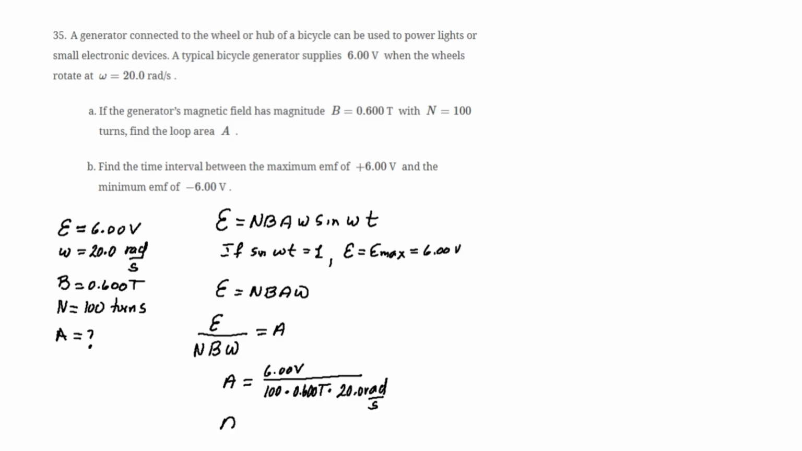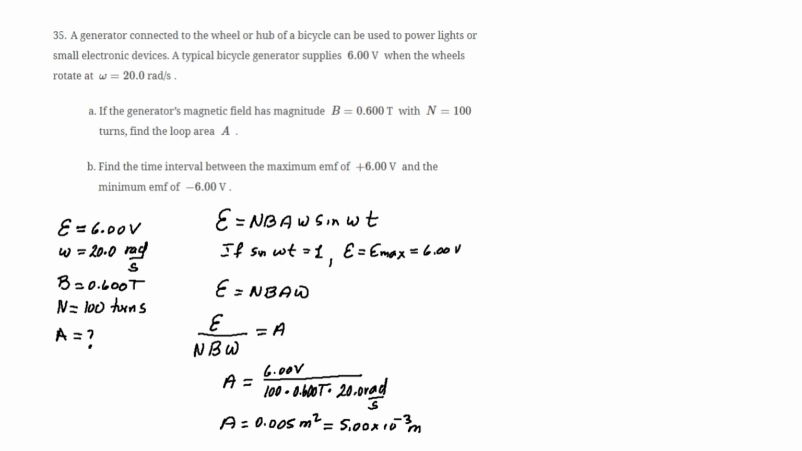Now, when you find the area, you find that the area would be 0.005 meters squared, which is the same as 5.00 times 10 to the negative 3 meters squared. So that is the area of the loops in your generator, the bicycle generator.